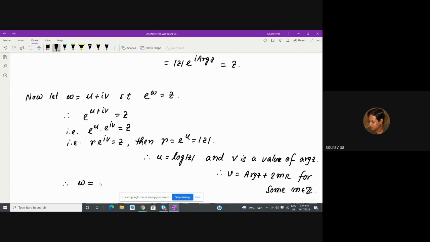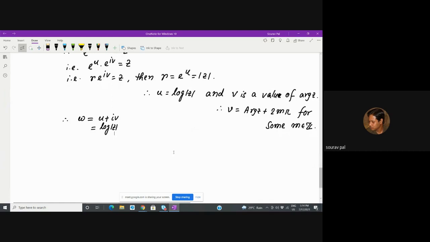So you just see how W looks like. W is equal to U plus iV, which is log mod z, what we expected, plus i times the principal argument plus 2m pi for some integer m. So this shows that these are the precise values, log mod z plus i times arg z plus 2k pi, where k runs over the integers. These are the precise values for which e to the W is equal to z. So in other words, the logarithm is the reverse operation of the exponential, even for complex numbers.